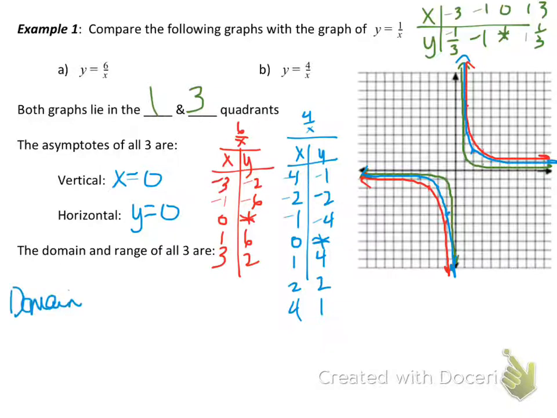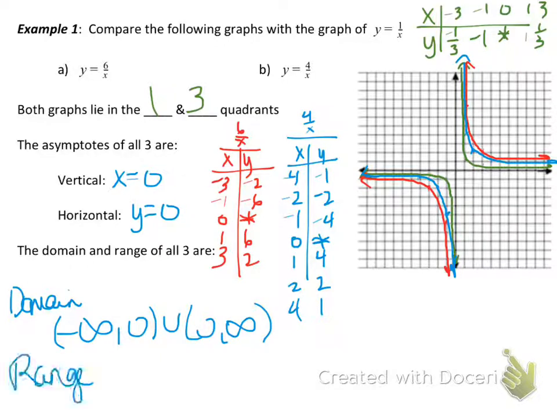Remember, the domain is your x coordinates, so how far left do these graphs go? Well, they go from -infinity all the way up to 0. They don't include 0, so that's why it's a parenthesis. And then it picks up again from 0 all the way to +infinity. For the range, we're looking at the y. In other words, how far down does it go? Again, -infinity up to 0, not including 0, and then again from 0 on up to infinity.